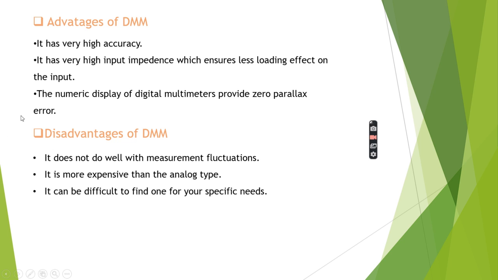Disadvantages of digital multimeter are: it does not do well with measurement fluctuations. It is more expensive than the analog type. It can be difficult to find for your specific needs.